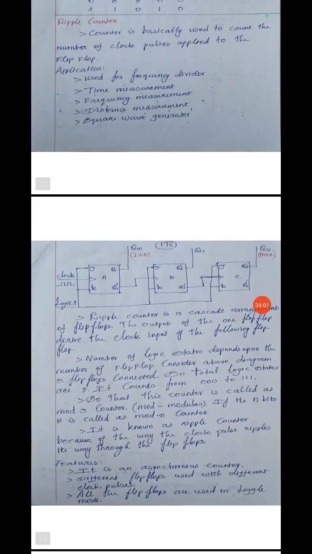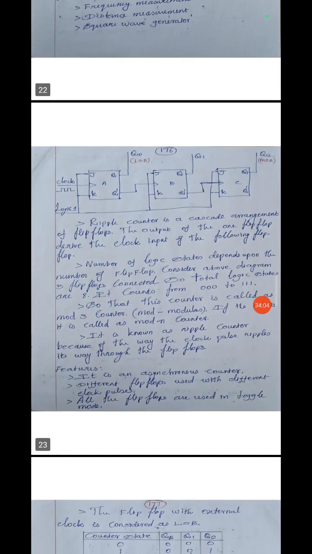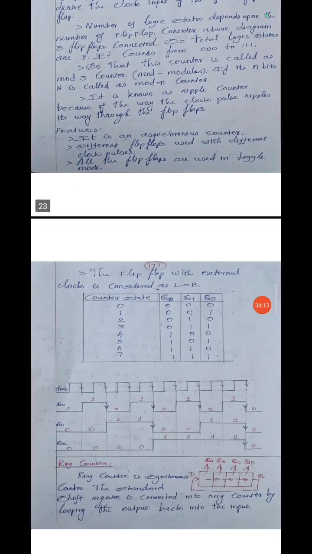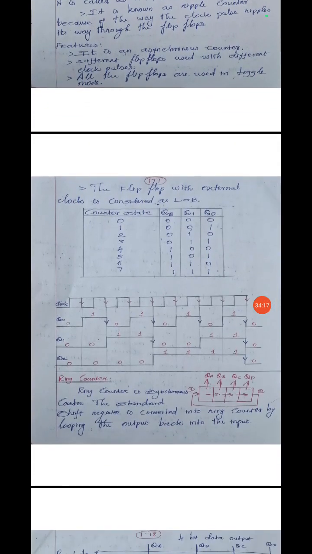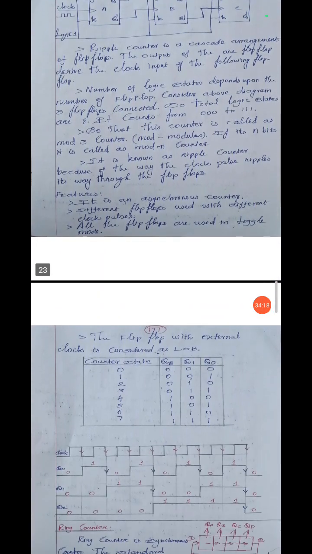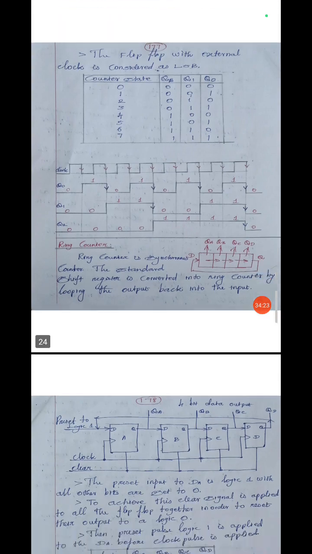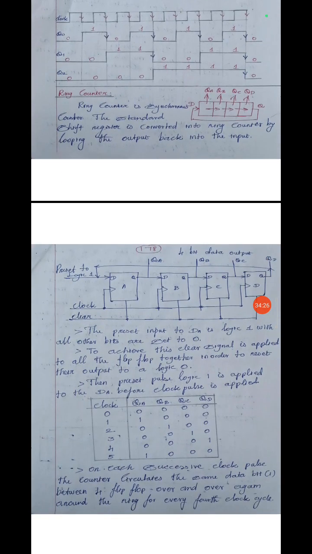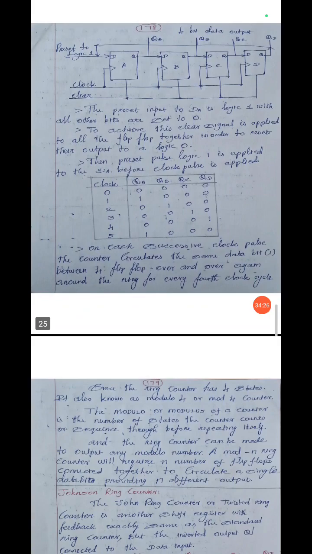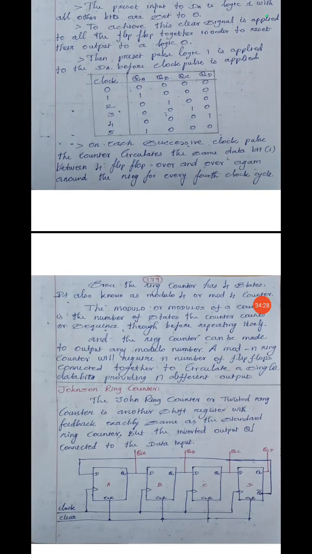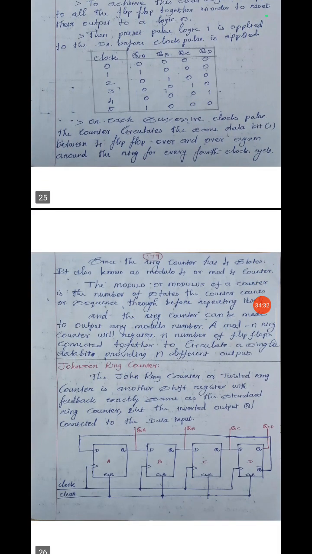Then counters, next are counters. Around 6 counters are there. I already published one video on counters, so if you have time please watch it. In counters you have to draw the logical circuit diagram, then operation, then truth table, then after that the timing diagram. These are the important parts. Ring counter: circuit diagram, explanation, truth table. Then from the truth table you can draw the timing diagram.